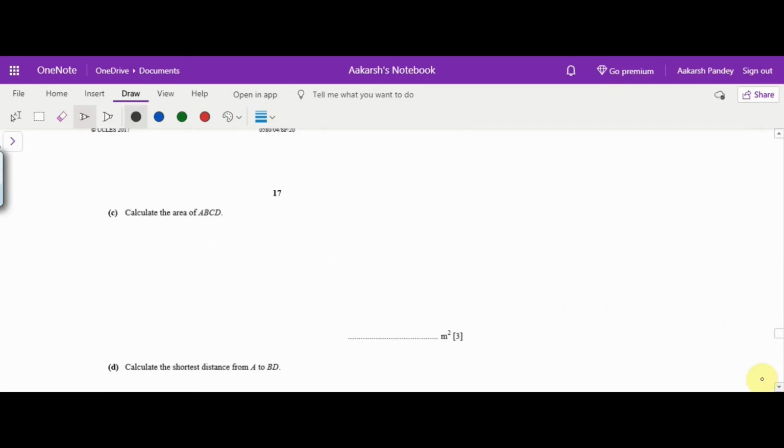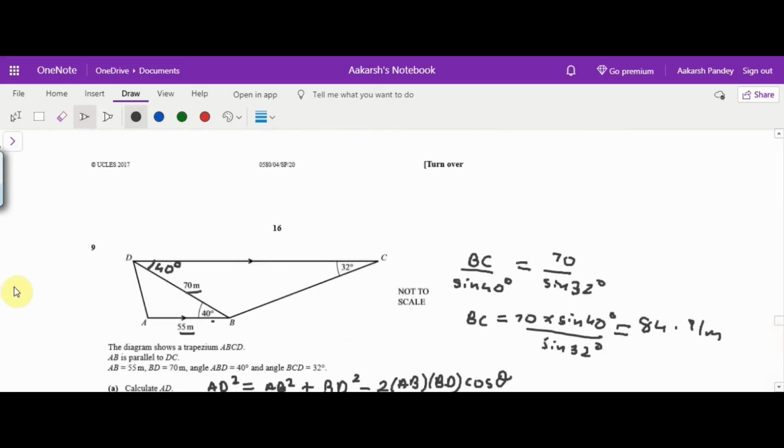84.91 meters. Now I have to calculate the area of ABCD. You can use the formula half AB sine C. Here C is the angle between A and B. So I have this side and this side, and I have this angle. So the area of triangle ABD will be half into 55 times 70 times sine of 40 degrees.